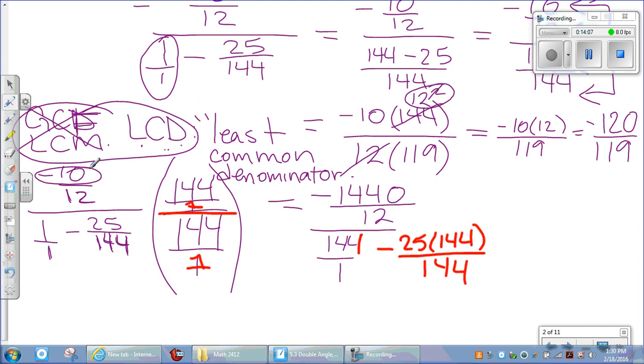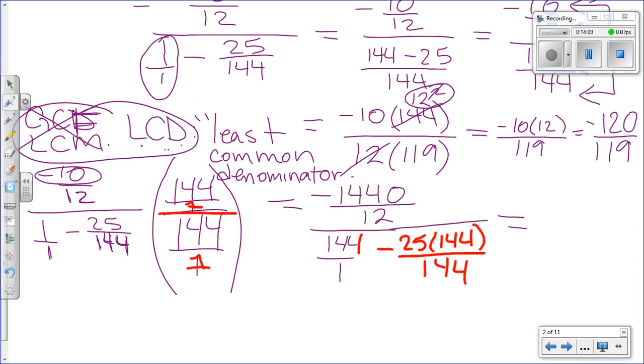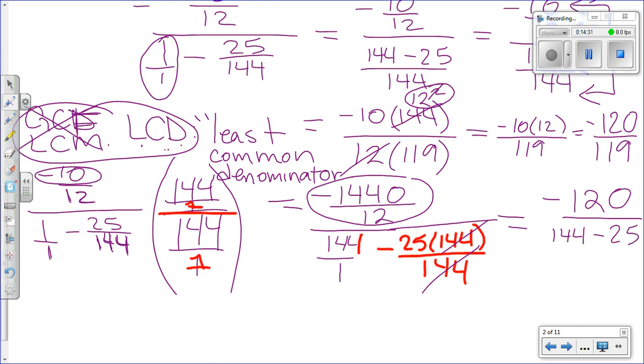All right. Now, what's going to happen here is that everything is going to be divided, okay? So what is negative 1,440 divided by 12? That is negative 120. What is 144 divided by 1? 144. And here I can cancel that, so it will have minus 25. So this is minus 120 over 119.